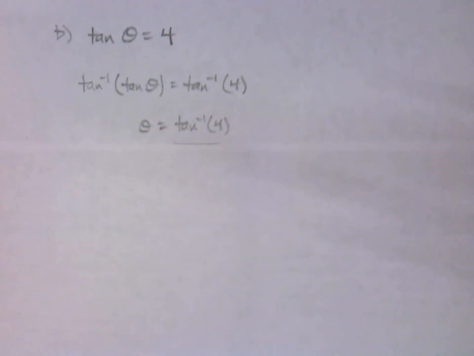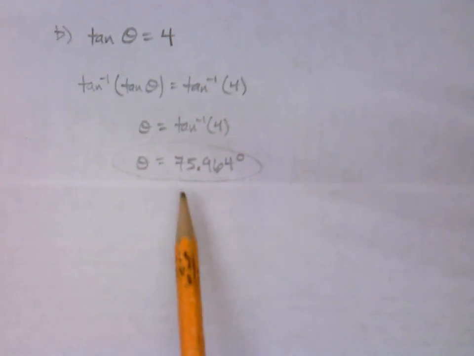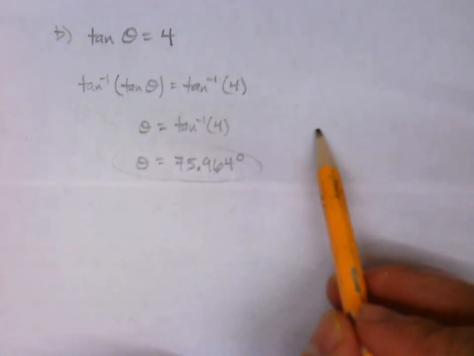Then grab your calculator, maybe have it in degree mode at first. Find the inverse tangent of 4. However your calculator does that, I just did it myself, and this is the answer that I got. I rounded to 3 places. The question didn't say how to round. I just went with this. In degrees, it's 75.964 degrees.